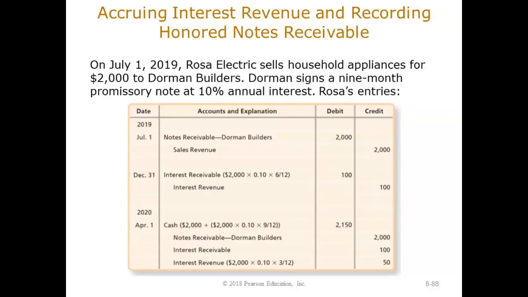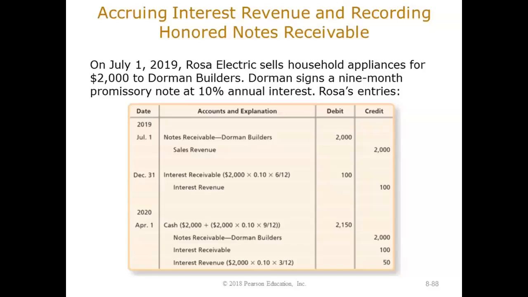Now, from the 6-month period, since Rosa's year end is 12/31, Rosa has to record 6 months worth of interest, but they're not going to receive the cash until the maturity date. So again, that's a promise out there that Dorman will pay the interest when it comes due. So I'm going to have a debit to interest receivable and a credit to interest revenue. And we're going to compute this to be the principal of $2,000, interest rate of 10%. And this time it's going to be 6 months from July 1 through December 31st divided by 12. So that should be $100.